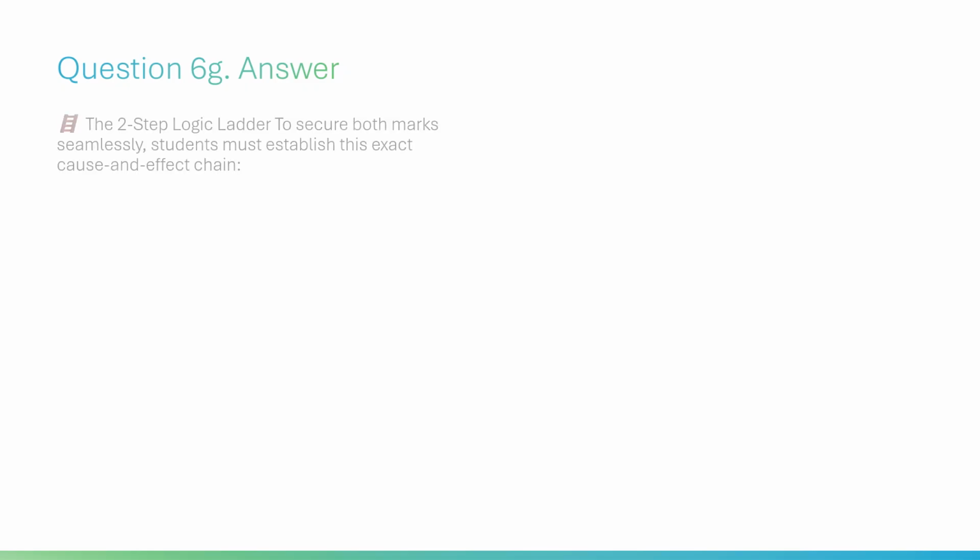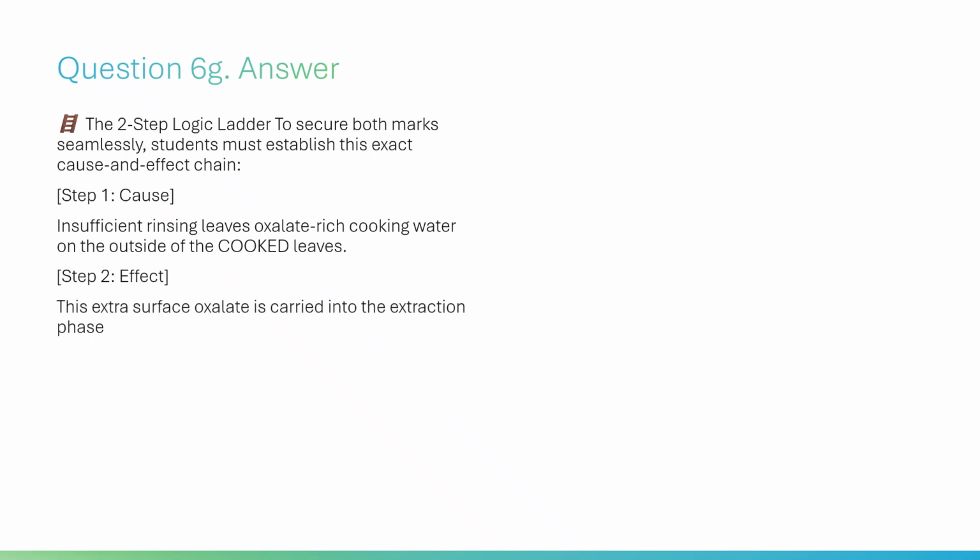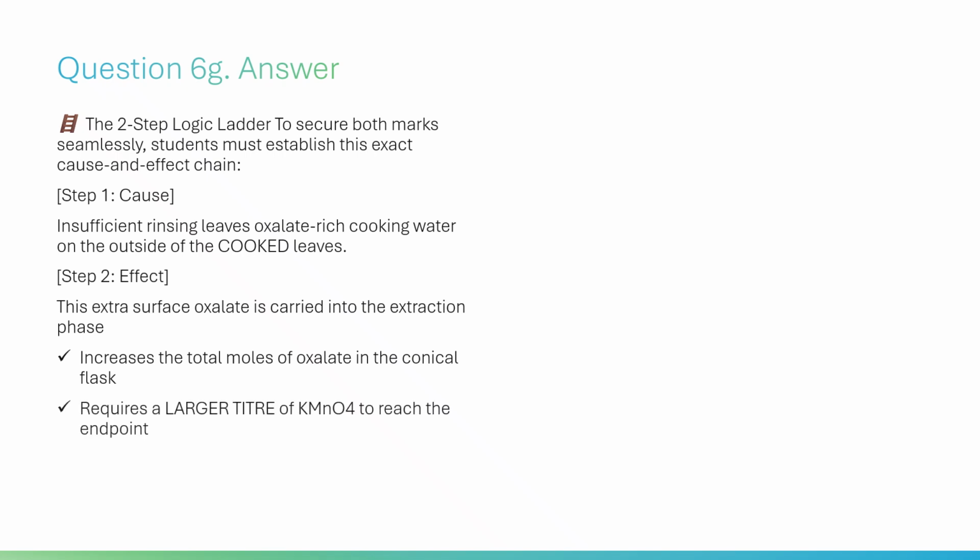The two-step logic ladder: to secure both marks seamlessly, students must establish this exact cause and effect chain. Step 1. Cause. Insufficient rinsing leaves oxalate-rich cooking water on the outside of the cooked leaves. Step 2. Effect. This extra surface oxalate is carried into the extraction phase. Increases the total moles of oxalate in the conical flask. Requires a larger titer of KMnO4 to reach the endpoint. Results in an artificially higher calculated concentration.